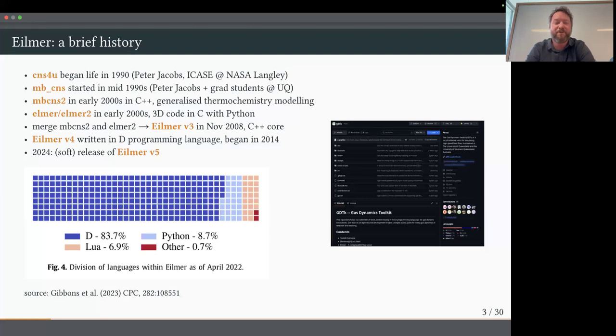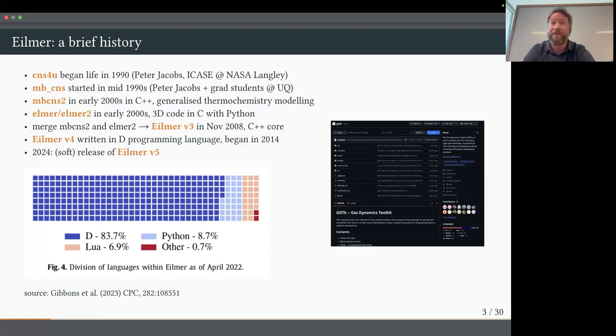Lines of code have changed. We've switched languages twice, C to C++, C++ to the D language. And we had different branches of 2D and 3D along the way, but these all merged in November of 2008 to be a single 2D, 3D finite volume flow code. Our switch to this D programming language began in about 2014. And today we're in the midst of our Eilmer version 5 release.